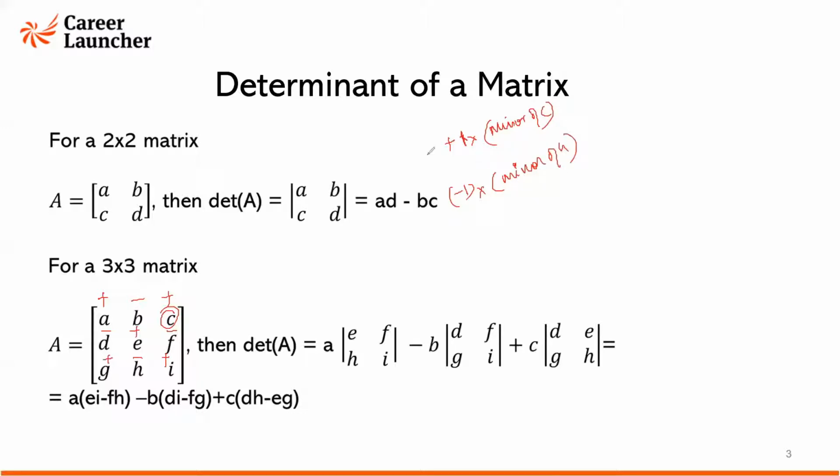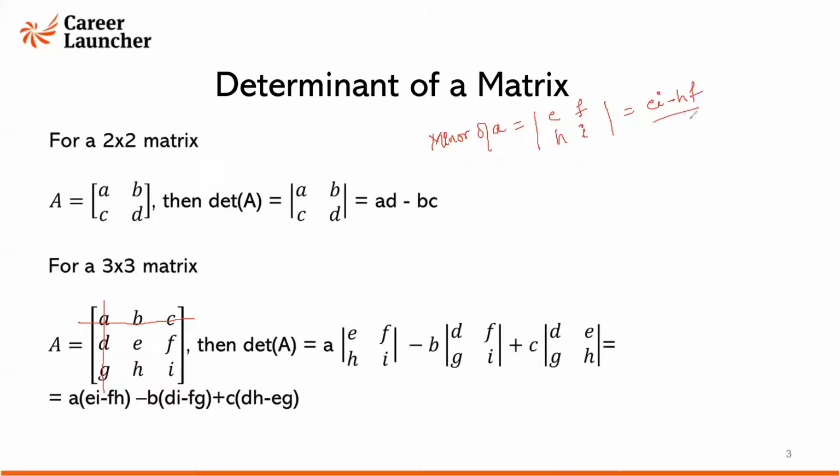This is the fastest way to remember things. Now, I have been talking about this minor. What is this minor? Again, like a cofactor, minor also is for every element. So, if I want to write the minor of A, then what you have to do is cut out the column of A and the row of A. The remaining elements, write in determinant form: E, F, H, I. This determinant, that is EI minus HF, is called the minor of A.